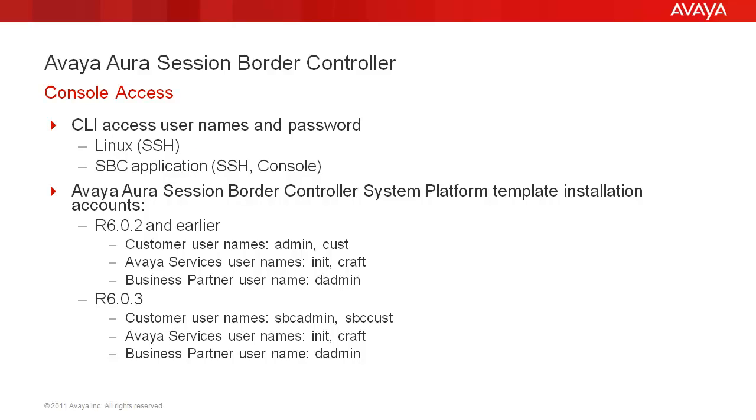To access the SBC CLI via SSH, you will need the Linux root password as well as an SBC application username and password. System Platform SBC templates through Release 6.0.2 include the admin and cust logins for customers, init and craft logins for Avaya services, and the dadmin login for business partners. The Release 6.0.3 template replaces the customer admin and cust logins with SBC admin and SBC cust respectively. CLI access permissions are granted to all template-assigned accounts.